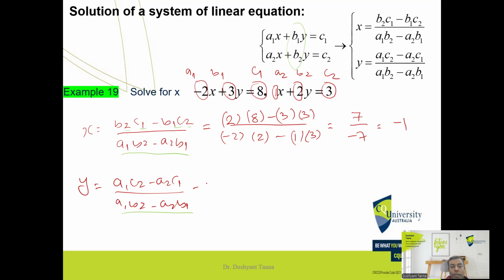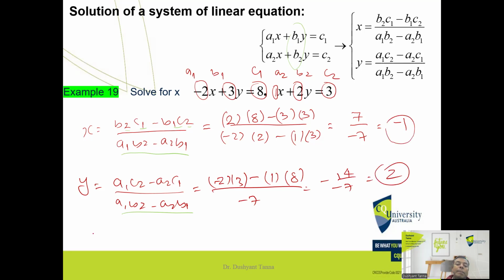A1C2. 1 times 3, so that's like minus 2 and 3. Minus A2, which is 1, times C1, which is 8, divided by the same denominator. So you can write minus 7. Minus 6 minus 8 is minus 14, divided by minus 7. So that's 2. Please check your answer.